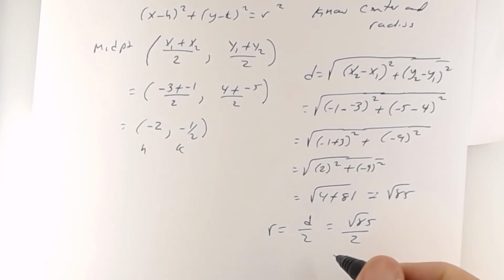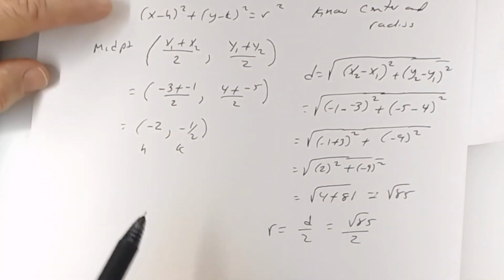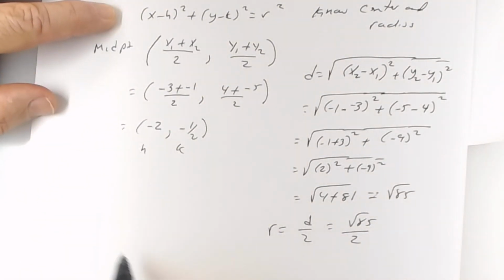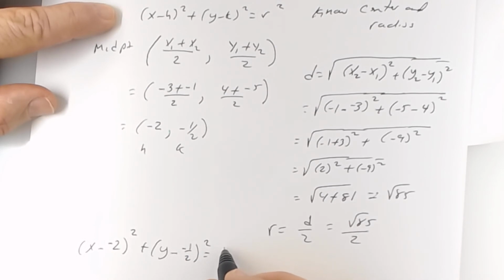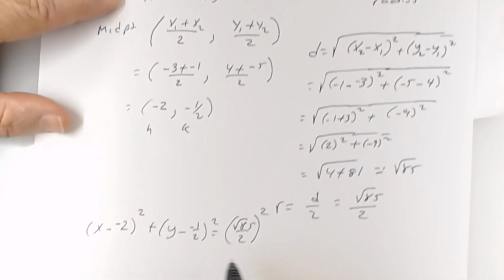All right, now let's plug all this information back into the formula. I'm still not done because what is it I wanted to do? I want to put this equation in standard form. I want to write the circle in standard form. So remember, this is standard form right here. So you're going to say x minus h, what's h? Negative 2. Negative 2 squared, plus y minus k, which is a negative 1 half, squared, equals the radius. What's the radius? Square root of 85 divided by 2. And what must I do to that radius? Square it.